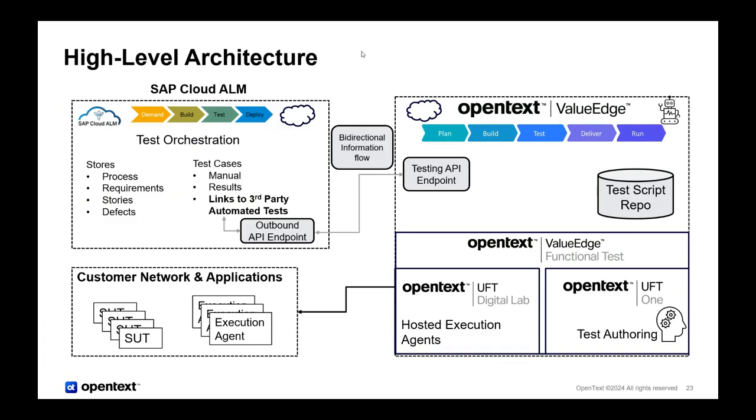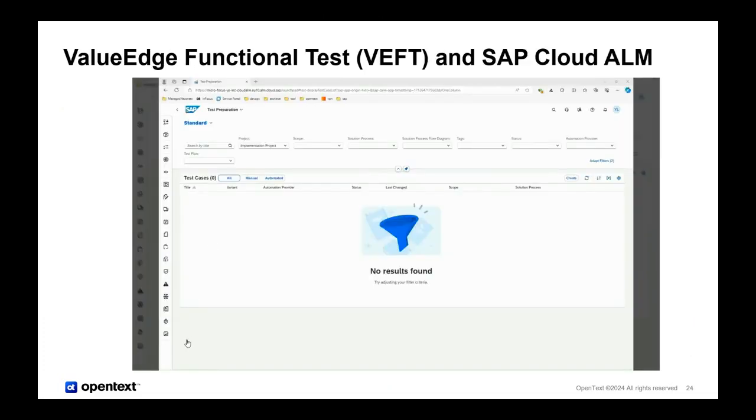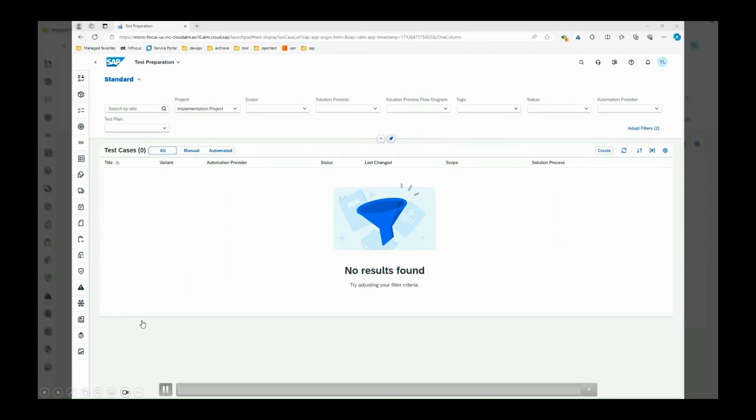testing. So you can create an automated test in SAP Cloud ALM, and that will create a test case in Value Edge, which you can then go and automate with codeless, for instance, verify against the application, and that will then appear as a test case in Cloud ALM that you can then execute. So I've got a little video here to show you that process in action.